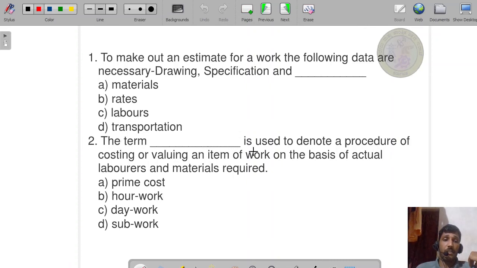The term dash is used to denote a procedure of costing or valuing an item of work on the basis of actual labors and materials required. There are 4 options: prime cost, hour work, day work, sub work. Which is the correct answer? Day work is the correct answer. Each and every day after that, based on that itself, we are calculating. Therefore, day work is the correct answer.